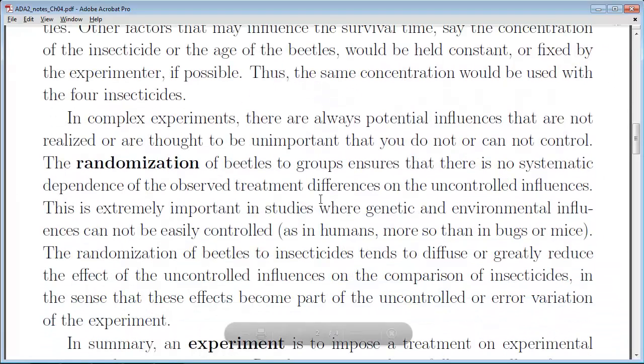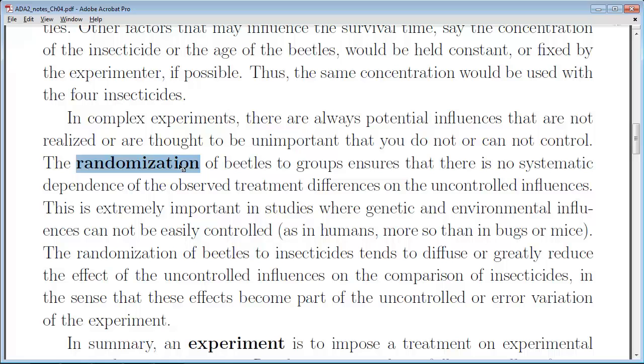In complicated or complex experiments, there are always potential influences that are not realized or are thought to be unimportant that you cannot control. So randomization is an important thing to do when you are assigning beetles to treatment groups.